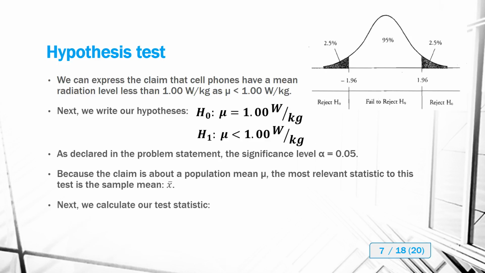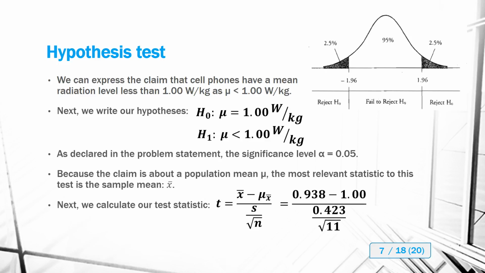We're now ready to calculate our test statistic. We use the formula that we saw previously. We plug in the values that we know. So our sample mean, 0.938. Our population mean is claimed to be 1, sample standard deviation of 0.423, and sample size of 11. Punch that out on your calculator and you will get negative 0.486.